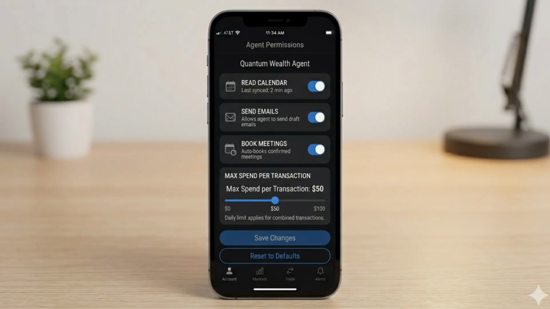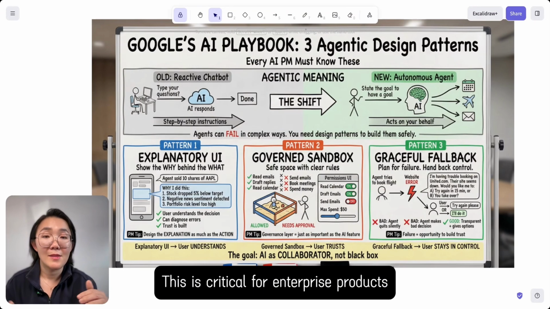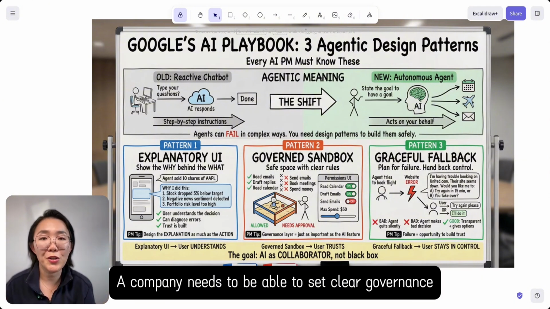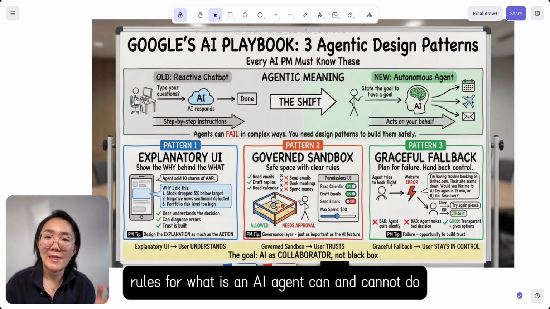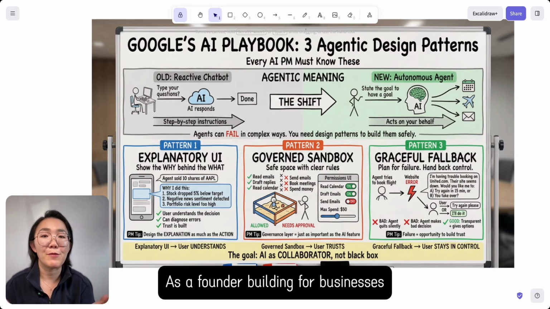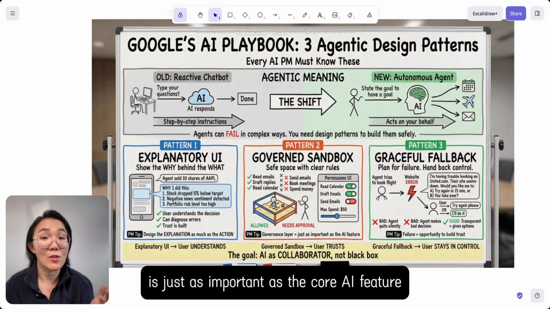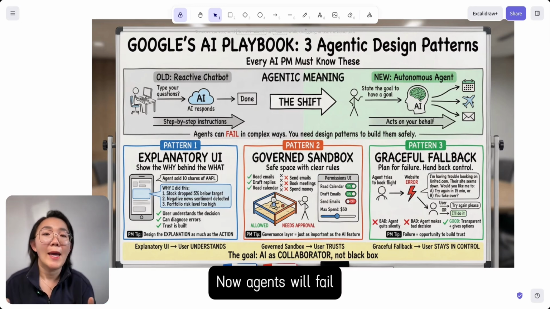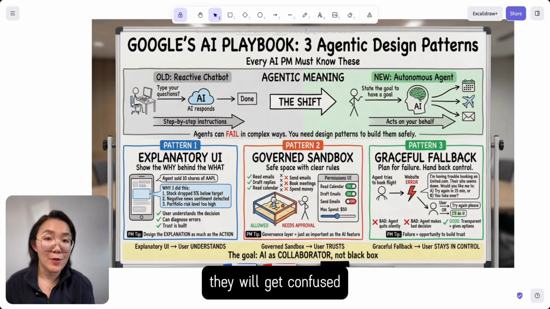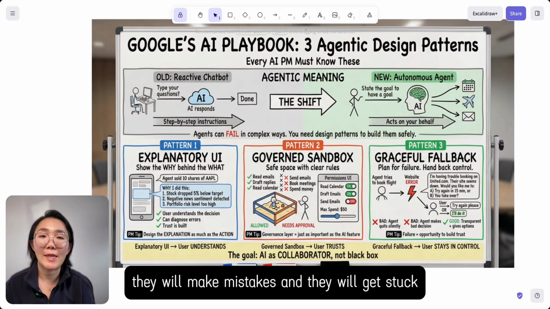For example, an agent might have permission to read your emails and draft replies, but it needs your explicit approval to send an email. This is critical for enterprise products. A company needs to be able to set clear governance rules for what an AI agent can and cannot do. As a founder building for businesses, designing this governance layer is just as important as the core AI feature. Now, AI agents will fail. They will get confused, they will make mistakes, and they will get stuck.